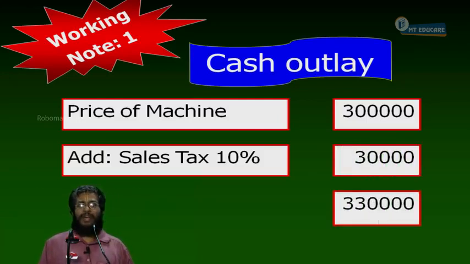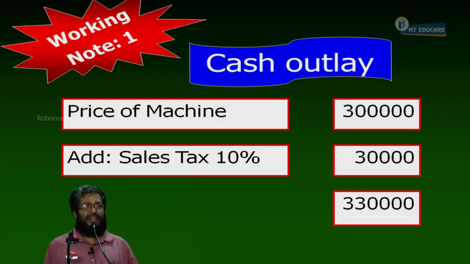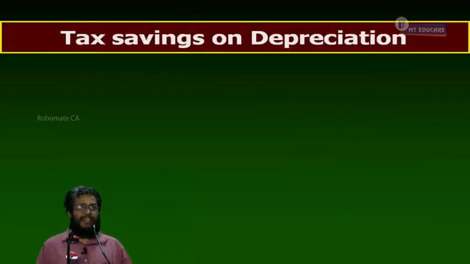What is the cash outlay? 3 lakh 30,000. Cash outlay is 3 lakh 30,000. Everybody, can I proceed or not? Now, we'll do this first using what method? SLM method.